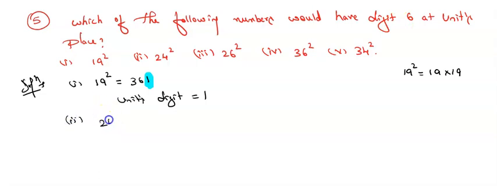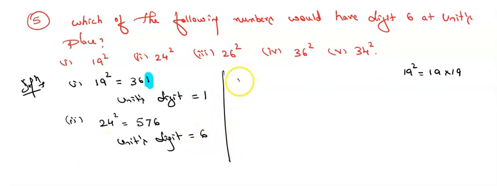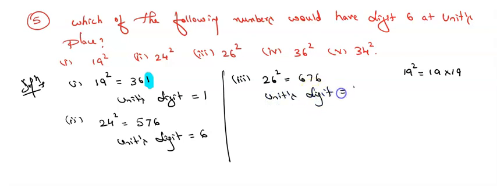Next, try the next option, 24 square. 24 square is 24 into 24, 576. So what is there in the unit digit? If you want, you can write and check. Here the unit digit is 6. Yes, option 2 is the right answer. Next, option 3 you check, 26 square. How much is 26 square? 676. The unit digit is 6. Yes, even this is right. Option 4, 36 square. How much is 36 square?